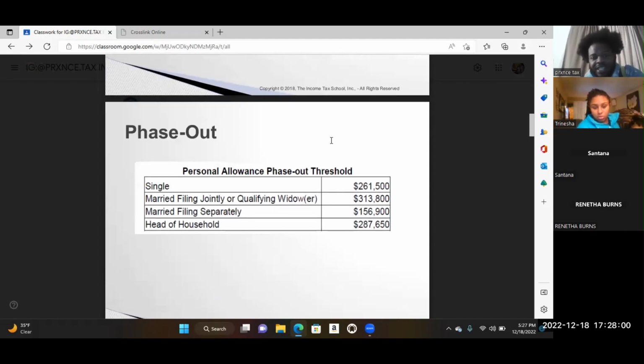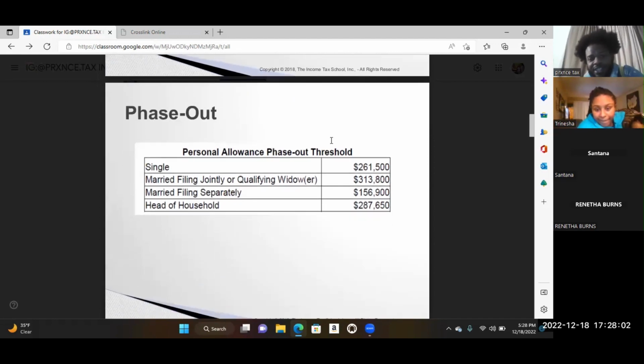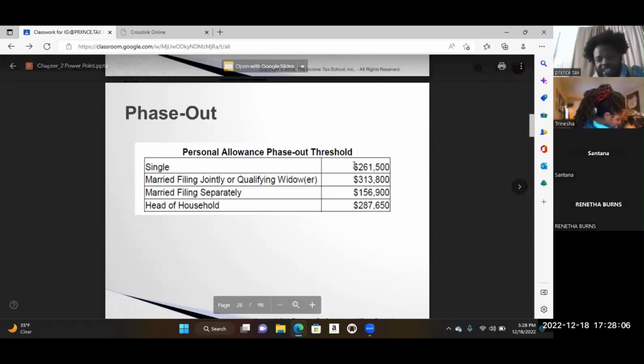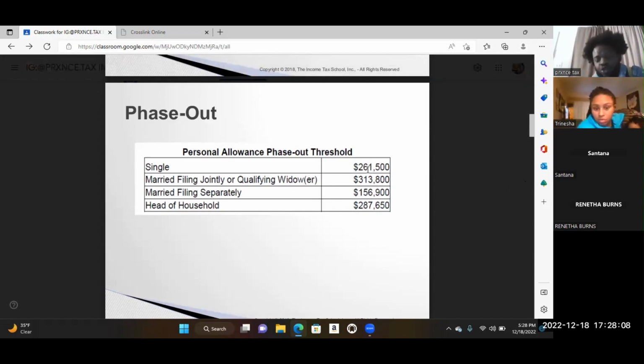All right, so phase out. Personal allowance phase out. What they're speaking about is when you make this much money as a single individual in 2017, you do not get to claim earned income credit and things like that. So this is in 2017, okay? As you can tell, when you make more money as head of household, that's because you get a greater deduction for head of household. So you had to make $20,000 more.